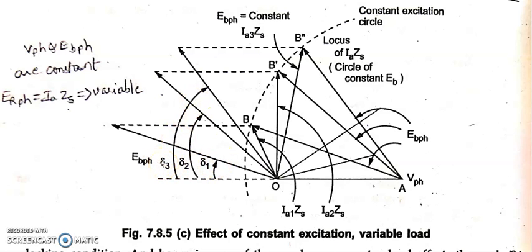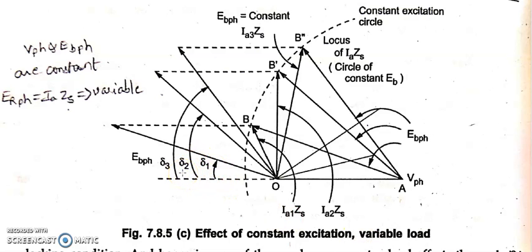So due to the increase of the load, what happens? IA gets increased, and due to IA increasing, the product of IA into ZS will also increase. You can see from the beginning here, first delta 1, this is for delta 2 and this is for delta 3. And if I draw a circle at the locus of IA into ZS, it would look somewhat like this. Okay. I get a constant excitation circle. That's why it is the effect of constant excitation, variable load.